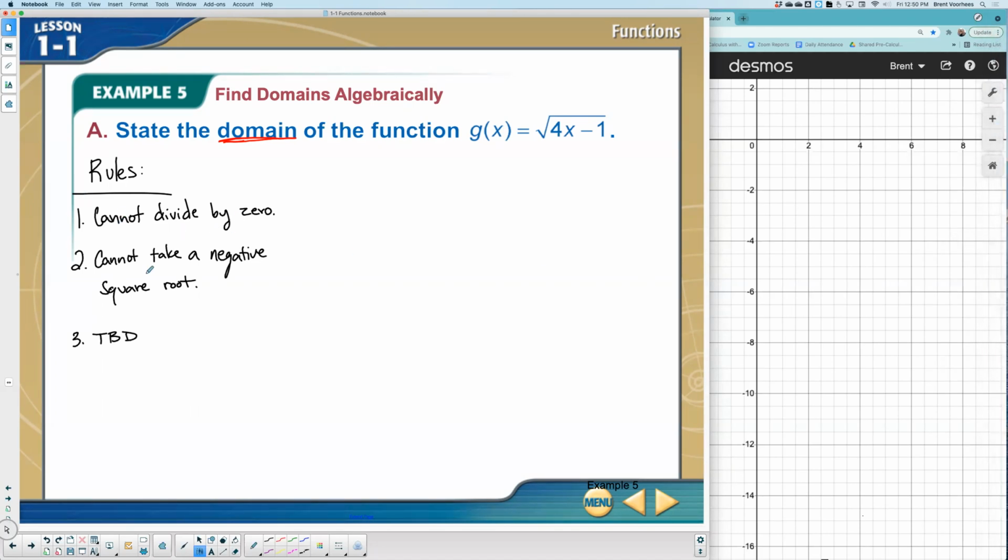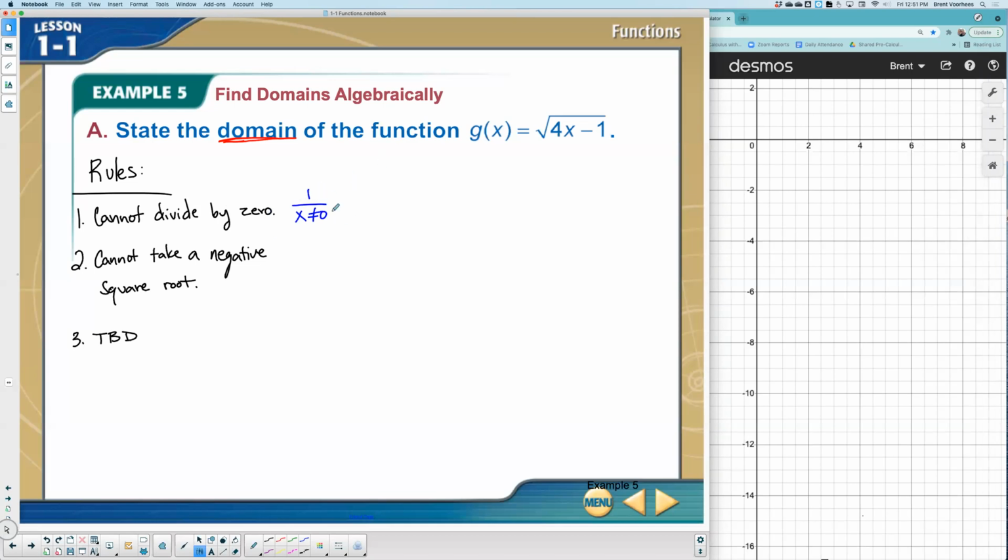There are symbols to help you with this domain. Here are the symbols. The symbols for cannot divide by 0, I do it this way. 1 over x cannot equal 0. That means when you divide, that's what that slash means. Whatever's in the denominator, x just means whatever. Whatever's in the denominator cannot equal 0.